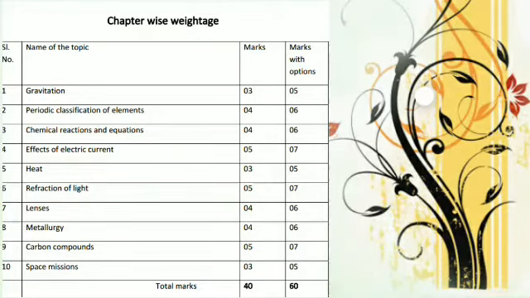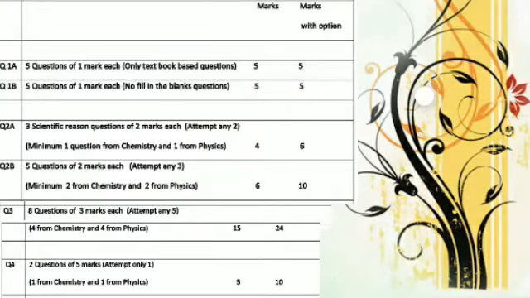9, carbon compounds, 5 compulsory questions and 7 marks with options. 10, space mission, 3 marks compulsory questions and 5 with option. So total compulsory is 40 and with option the paper is of 60 marks. Part 1 consists of your chemistry and physics.